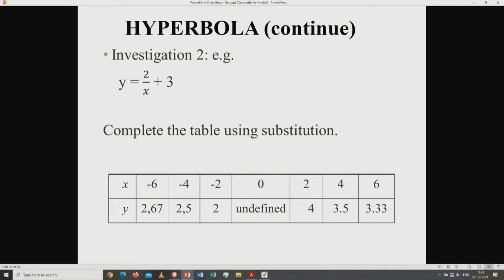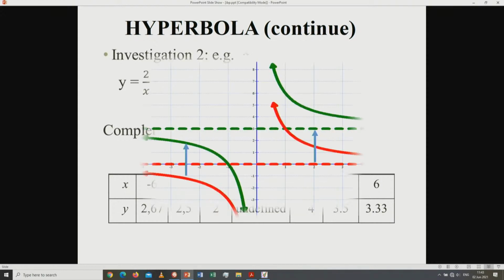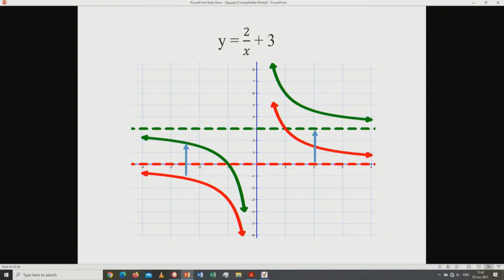Then we want to complete the table using substitution. Please make sure that you use your calculator and punch in the correct information. Then for minus 6, minus 4, minus 2, as well as for 2, 4, and 6. For 0, it's still undefined. And then this is the graph that we are getting.